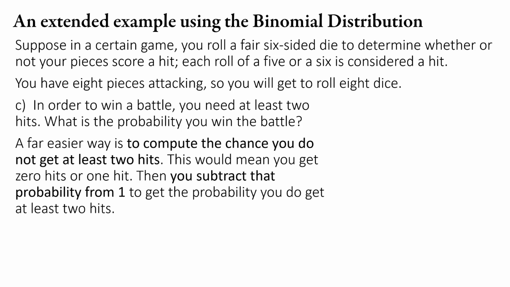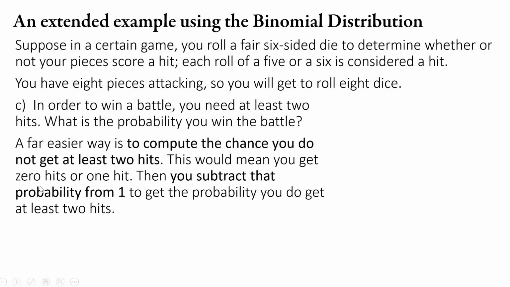There's a better way. Instead of calculating the probability that you get 2 hits or more, ask: what's the chance you don't get at least 2 hits? If you don't get at least 2 hits, that means you got 0 hits or you got 1 hit. And then you subtract that probability from 1, and that will tell you the chance that you do get at least 2 hits. Make sure you understand that. We're going to compute the probability we don't get at least 2 hits, which means you get 0 or 1, and then we'll subtract that from 1, and that will tell me the probability that I do get at least 2 hits.